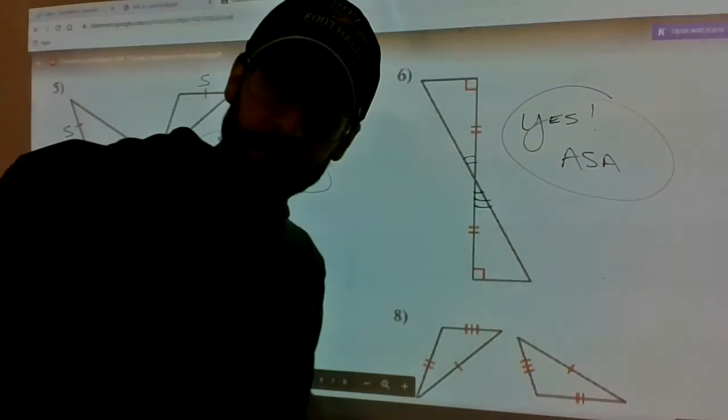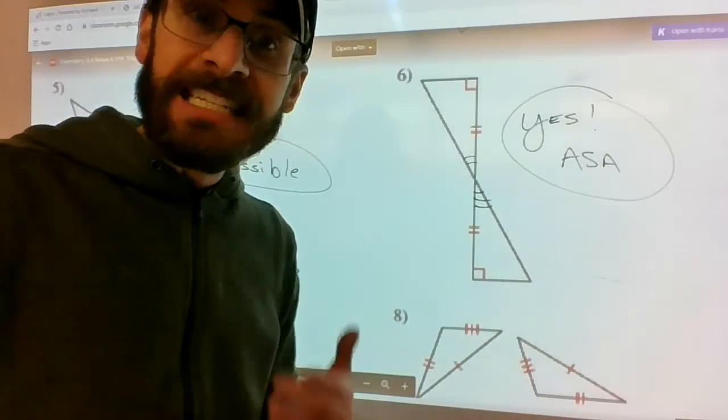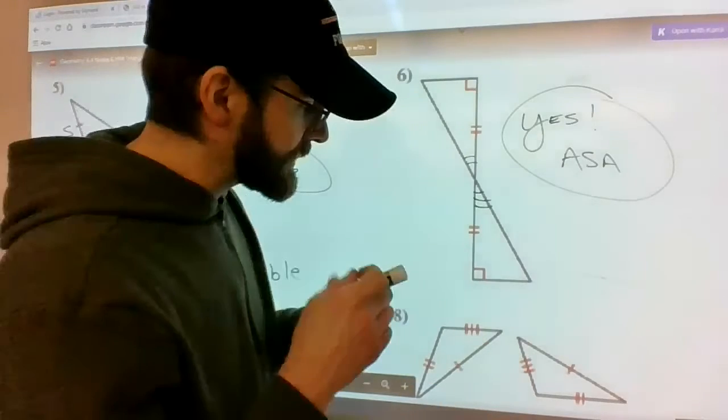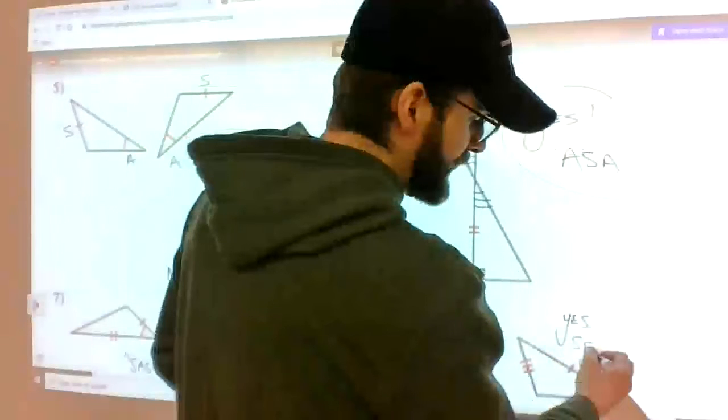All right, check out number 8. I don't know, that's pretty straightforward. Side to side, side to side, side to side. Side. Yes. They are congruent because of the side, side, side triangle congruence postulate.